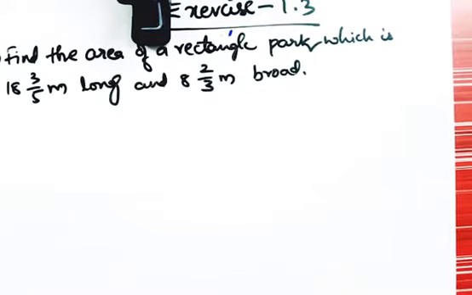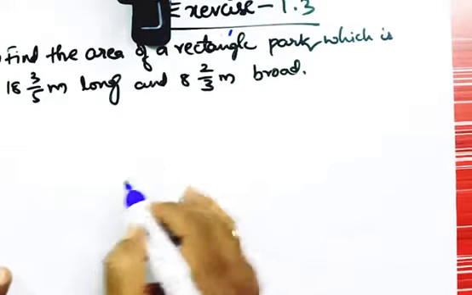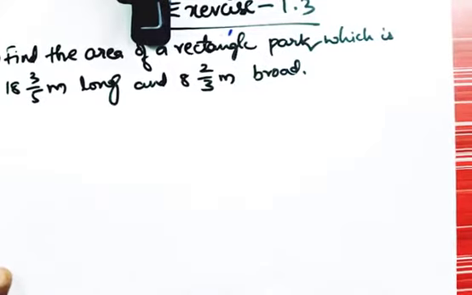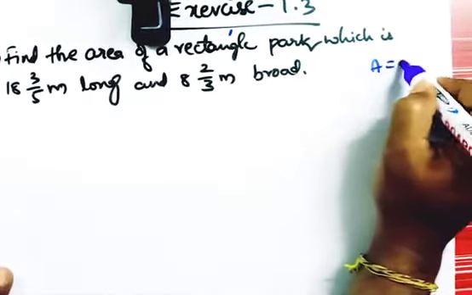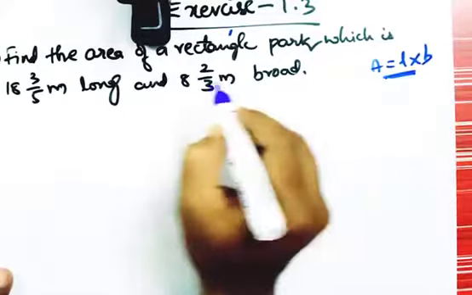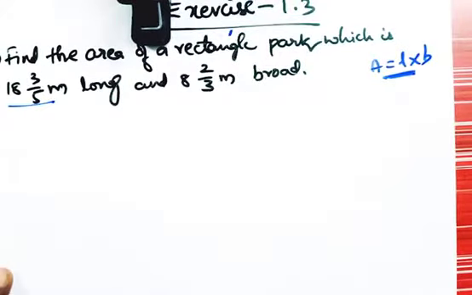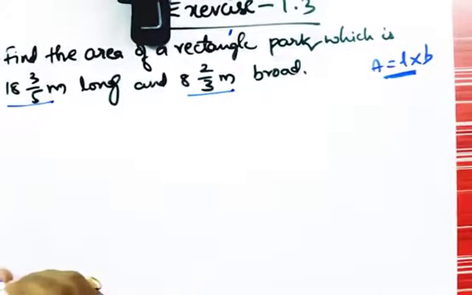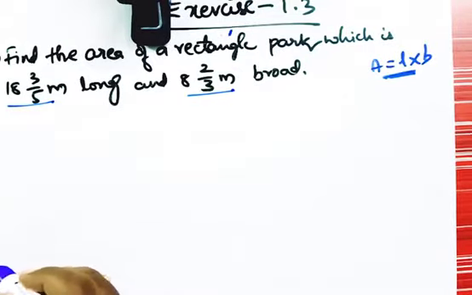Next question: find the area of a rectangular park which is 18 3/5 meters long and 8 2/3 meters broad. So now we are going to find the area of the rectangle. To find the area of the rectangle, we use the formula: area of the rectangle is equal to length into breadth. Here the given length is 18 3/5 and breadth is 8 2/3. I mean breadth or width.